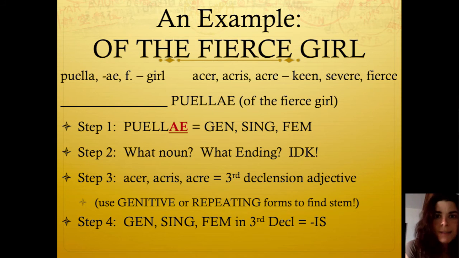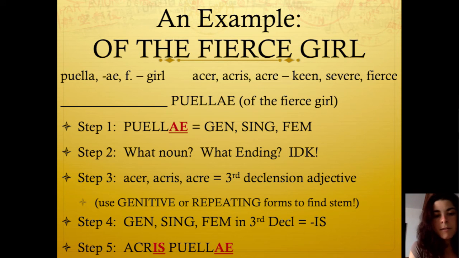Step 4, we need to find out what is genitive and what is singular feminine in third declension. Well, that's is. So all we have to do is add is to the stem of acer, acris, acre, which is acr. So acris puellae is how we say of the fierce girl. So the same process is used for both of these adjectives. And if you follow this step-by-step process, it will take a little bit of time, but again, it's going to make it so that you have no errors at all whatsoever, and that's the important part.